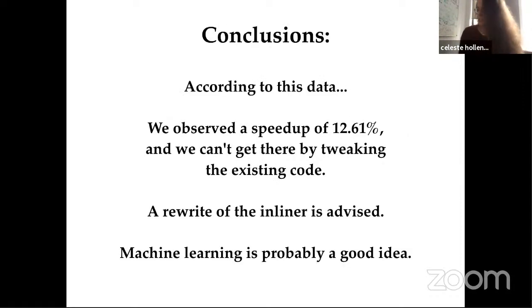So the conclusions that I draw according to my data is that we observed a possible speed up of 12.61% within a relatively few data points, really. It was between 140 different configurations. And we can't really get to that speed up just by tweaking the existing code that we have. So in the context of this information, a rewrite of the inliner would be advised. And I would further recommend machine learning because it's an extremely complicated task, and machine learning can probably recognize patterns that we can't.